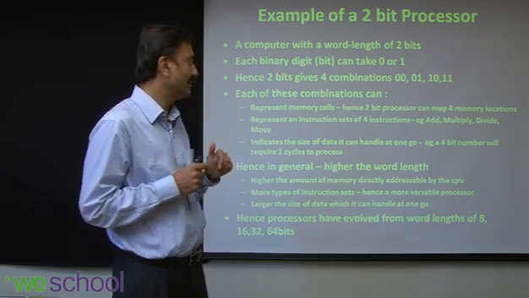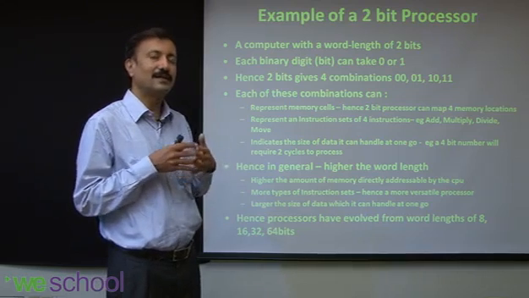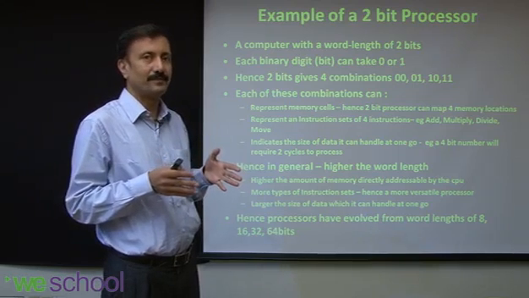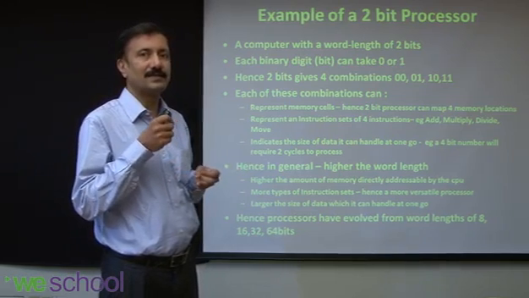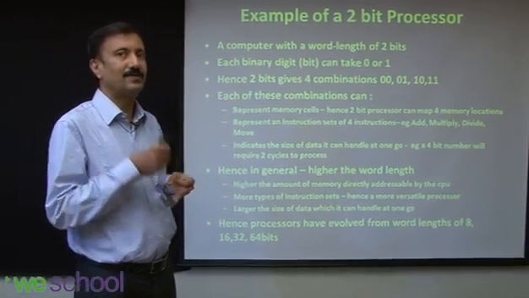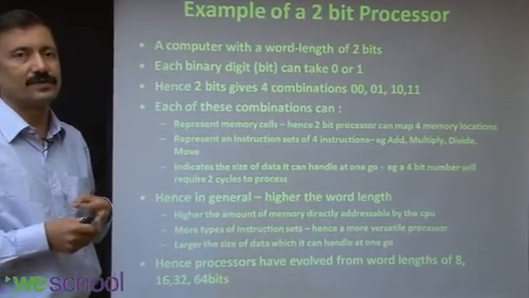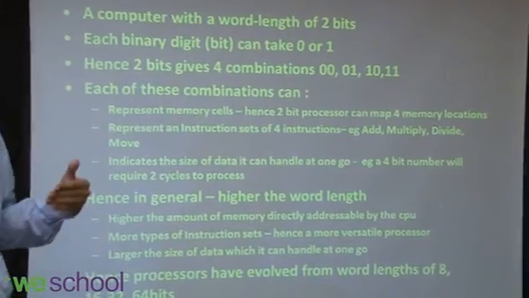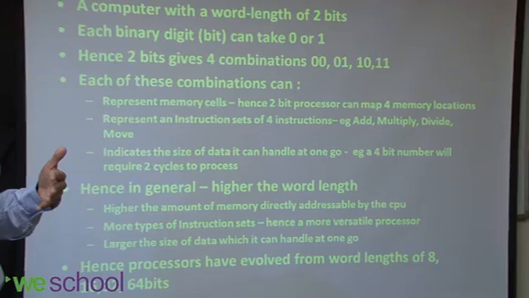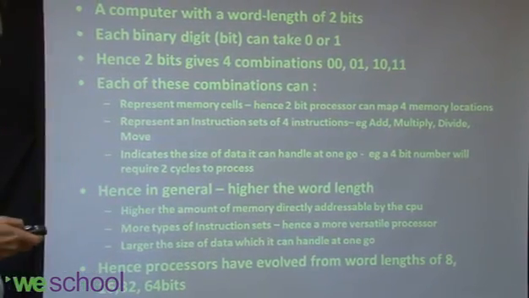Now the implication is very clear. Therefore, in general, if you have a higher number of bits or word length, the implication is you get better speeds, you can access more memory, and you can handle a large amount of data in one go. So if you have a 16-bit processor, it can handle 16 bits simultaneously. Therefore, complex calculations can be done at a quick speed.